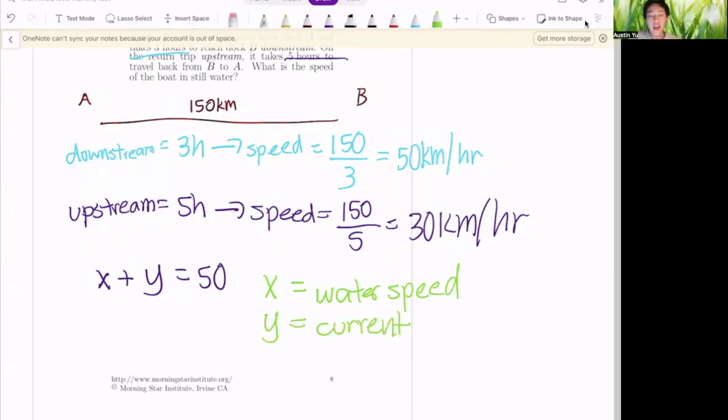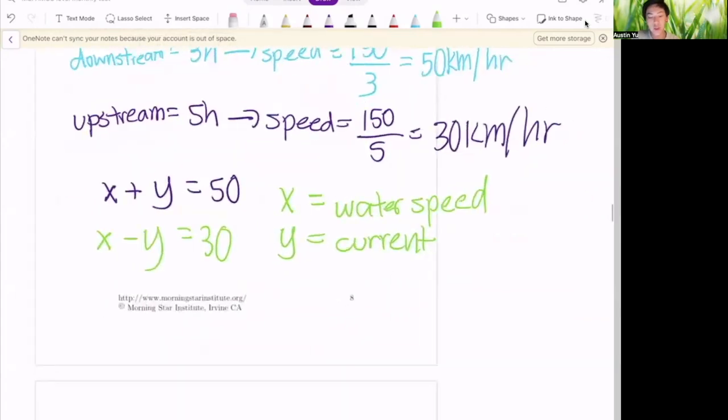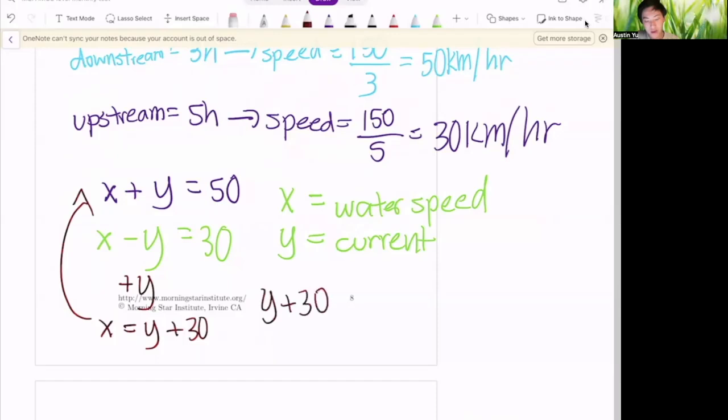Okay. And then when we go upstream, this is going to be x minus y because you're now going against the current, right? Which gives us 30. And if you solve this, let's look at this bottom equation. We add y, so x equals y plus 30. And then we substitute x into the equation on top, so y plus 30 plus y equals 50.